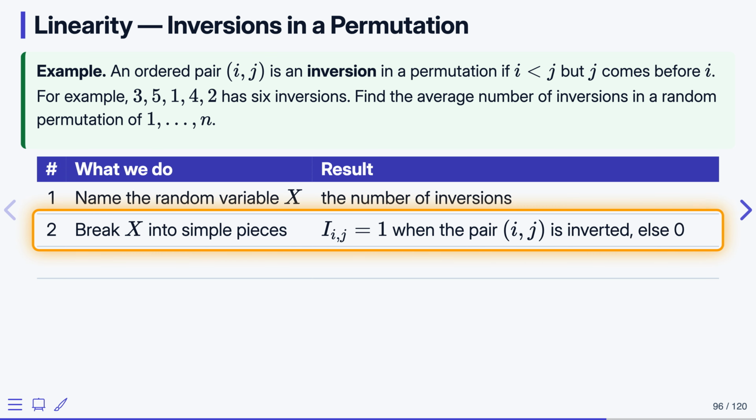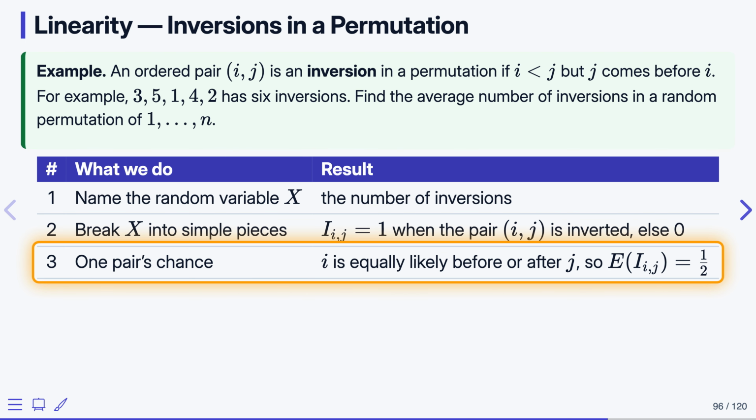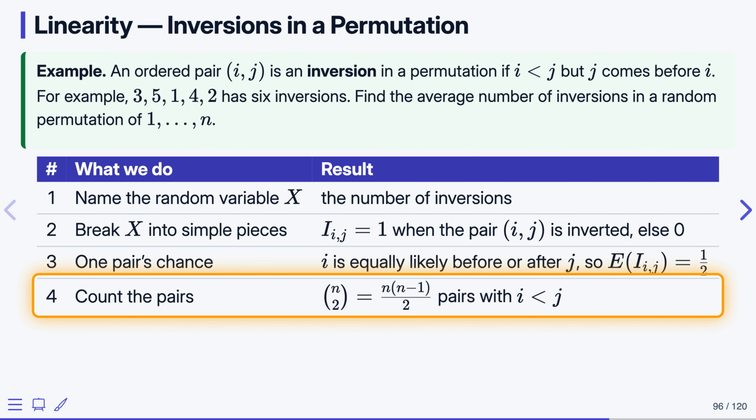Step 2. Break it up. For each pair i less than j, let I sub ij be 1 when that pair is inverted and 0 otherwise. Adding them all gives X. Step 3. For any pair, i is equally likely to come before or after j, so each piece has expected value 1/2. Step 4. Count how many pairs there are. Choosing 2 positions out of n gives n choose 2, which is n times n minus 1, over 2.